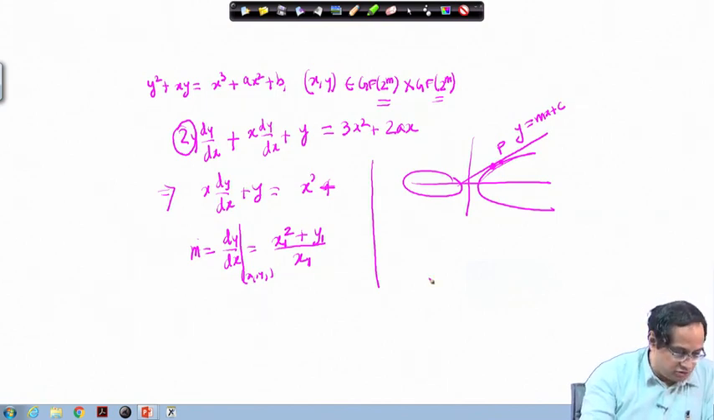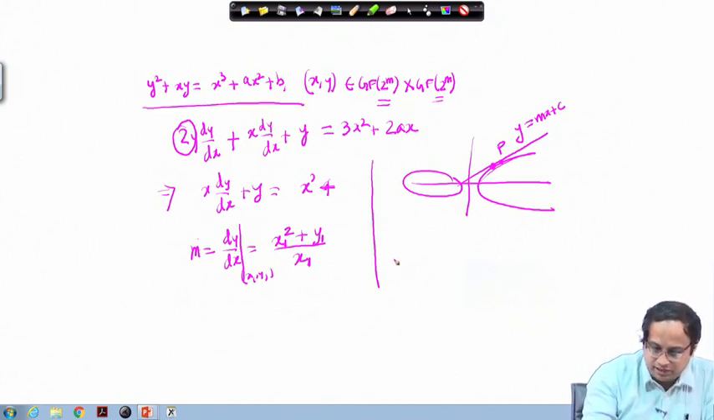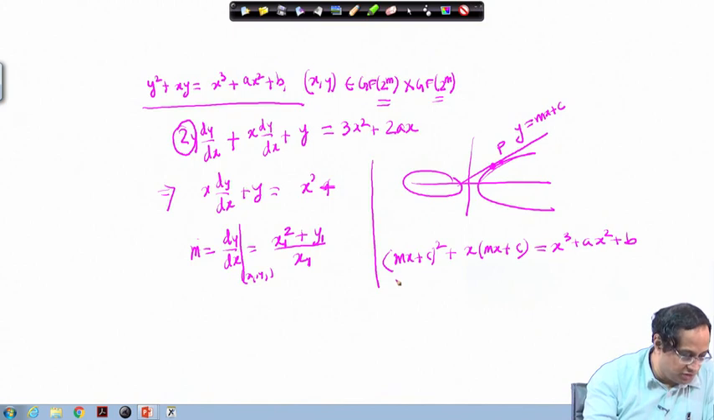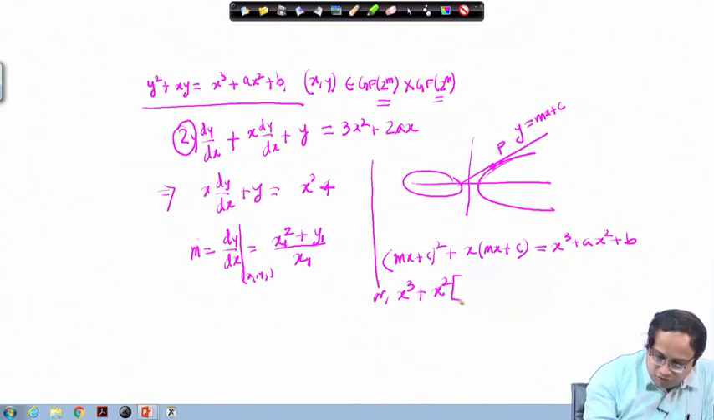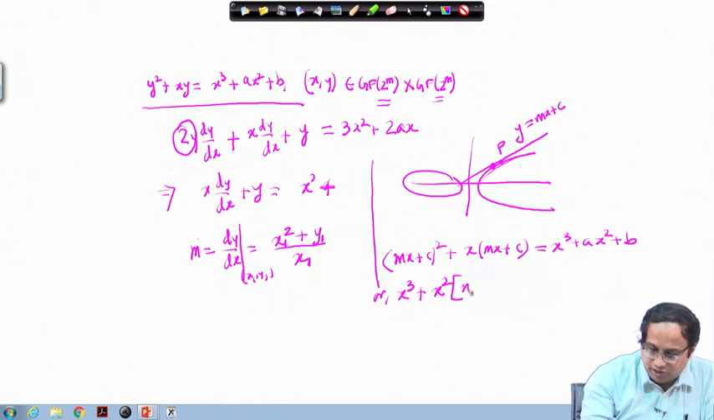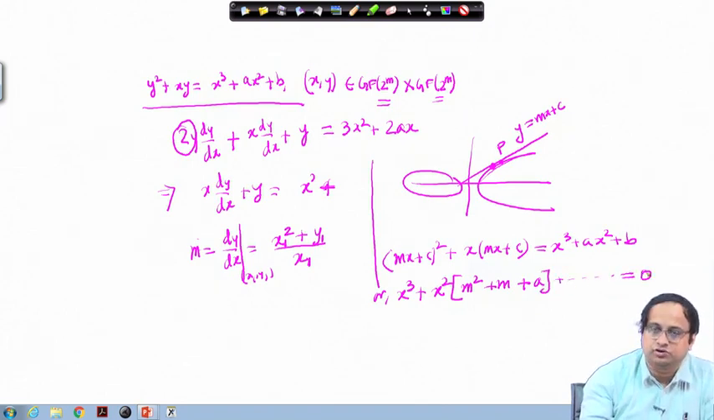Therefore, if I plug this into the curve equation, I get (mx plus c) whole square, plus x into (mx plus c), equal to x cube plus ax square plus b. If I arrange these terms, bringing x cube to this side and obtaining the coefficient of x square, I will have m square plus m plus a, plus other terms which I do not require here, equal to 0.